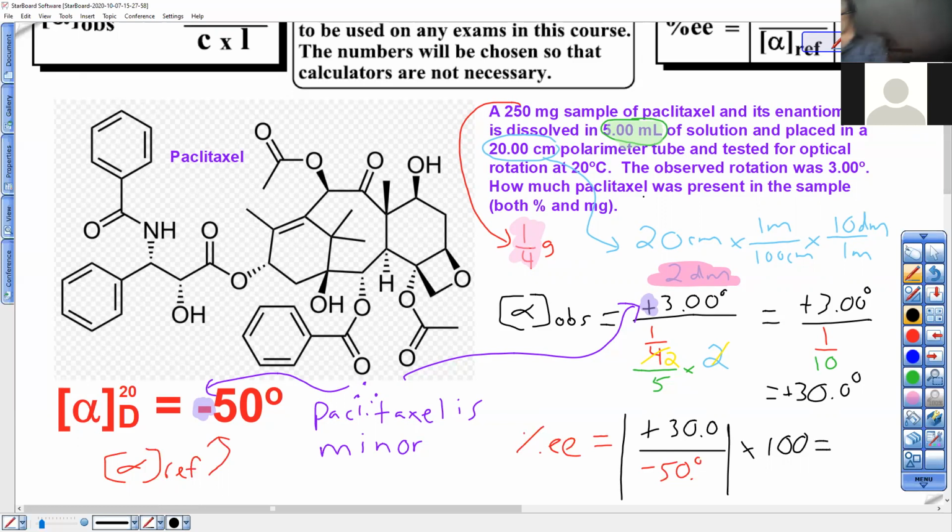I'll show that work right here. 100 over 50 is 2 over 1. And 2 times 30 is plus 60. Well, everything's going to be plus here because it's the absolute value. Yeah, it looks messy. Just leave it at 60. Not going to grade you on sig figs here, okay?